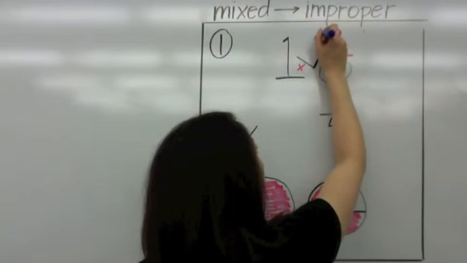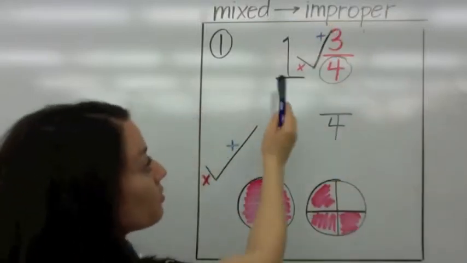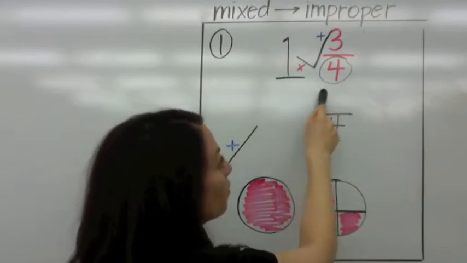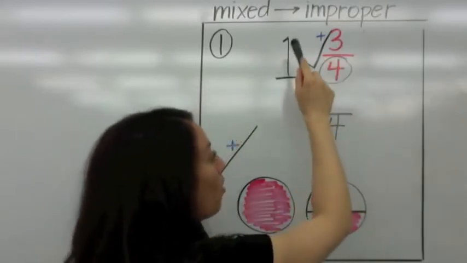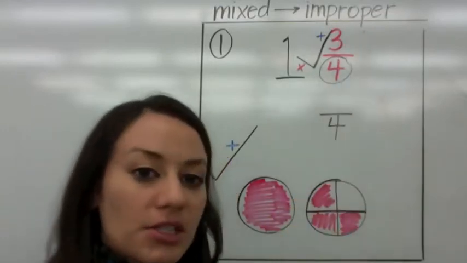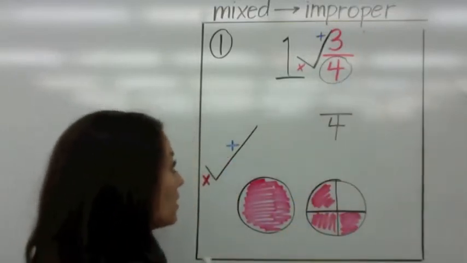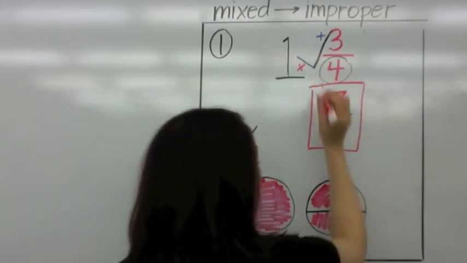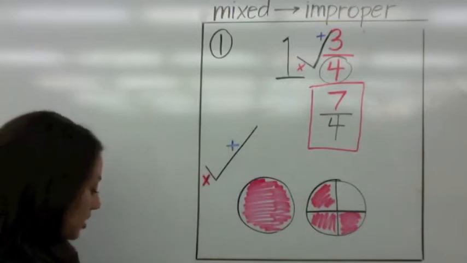Okay? So you said 1 times 4 plus 3. So 1 times 4, and then you're going to just add that top number. 1 times 4 is 4, plus 3 is what? What's 4 plus 3? 4 plus 3 is 7. Okay, so our improper fraction is 7/4.